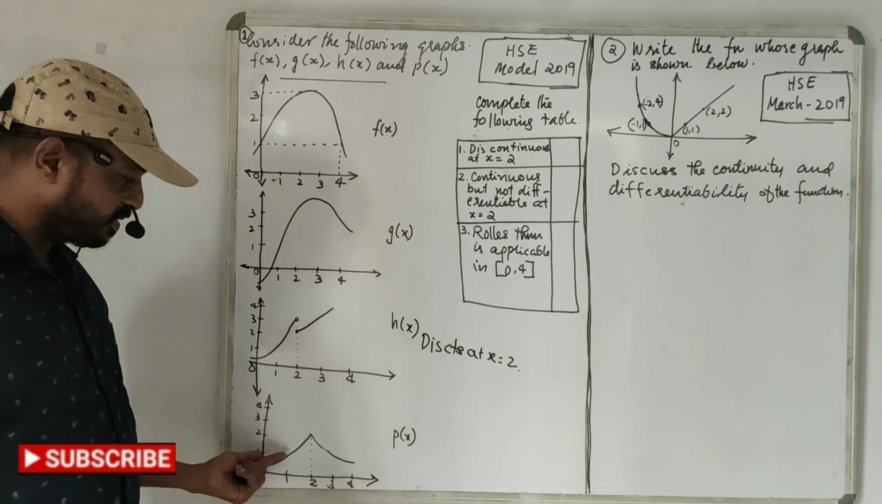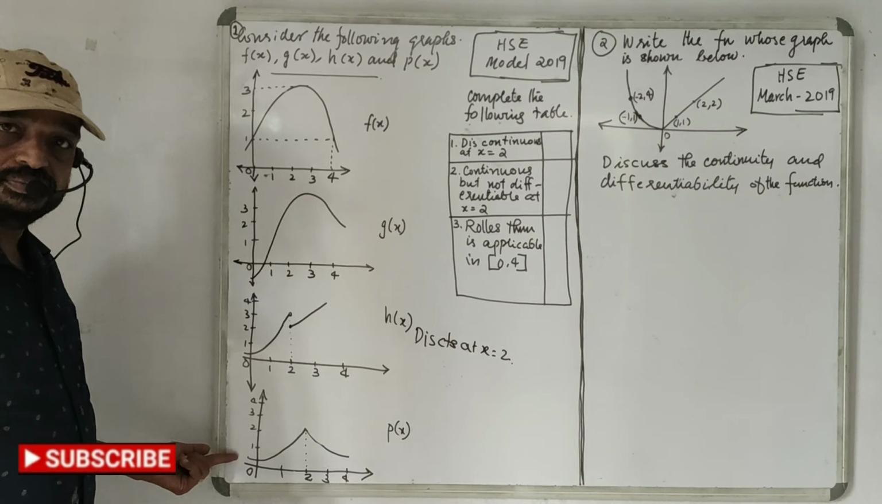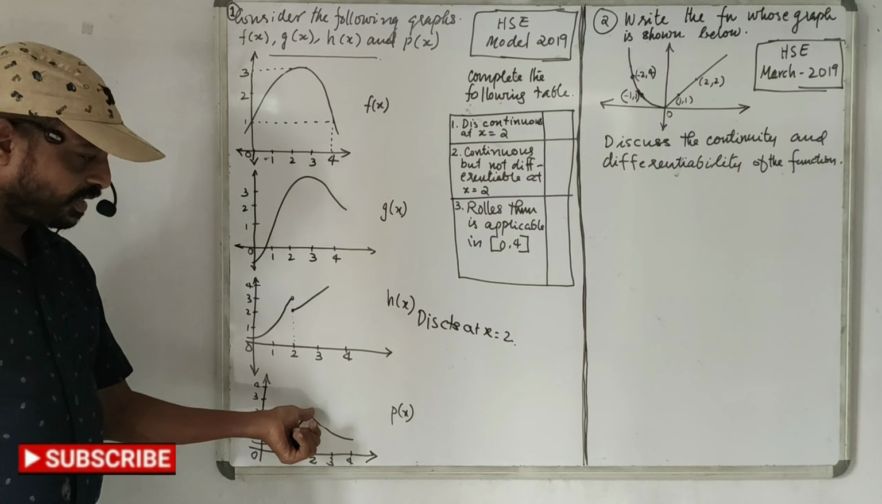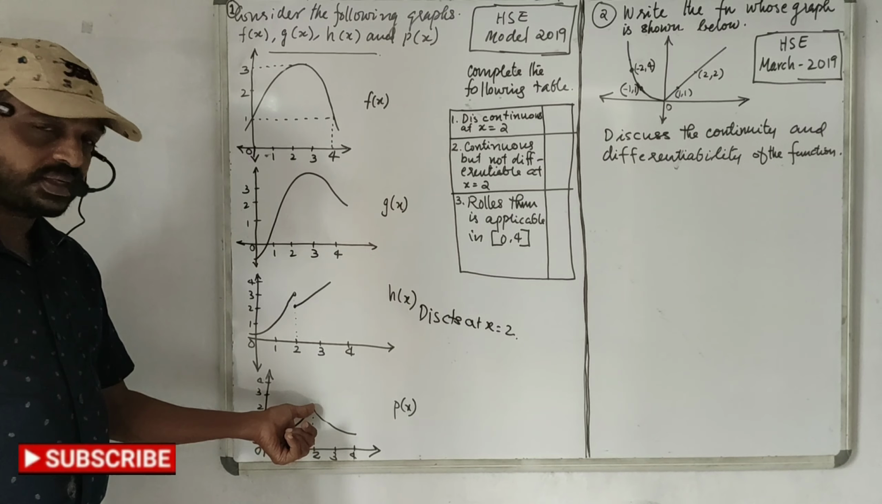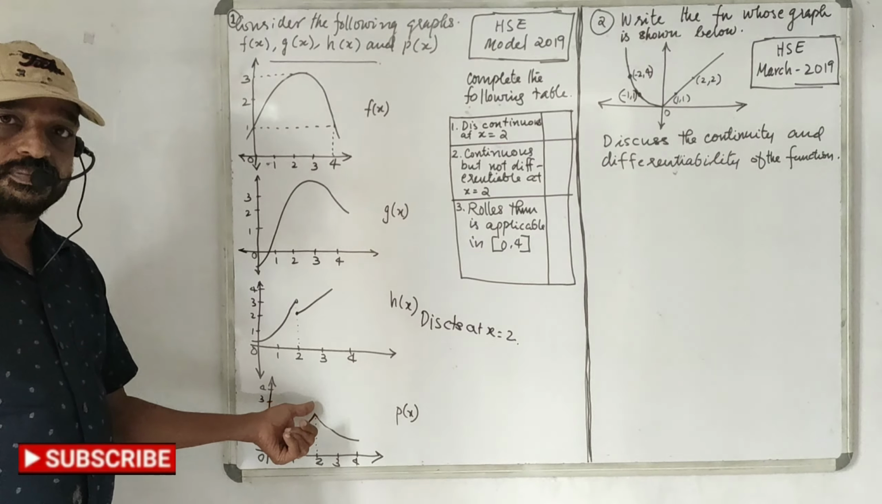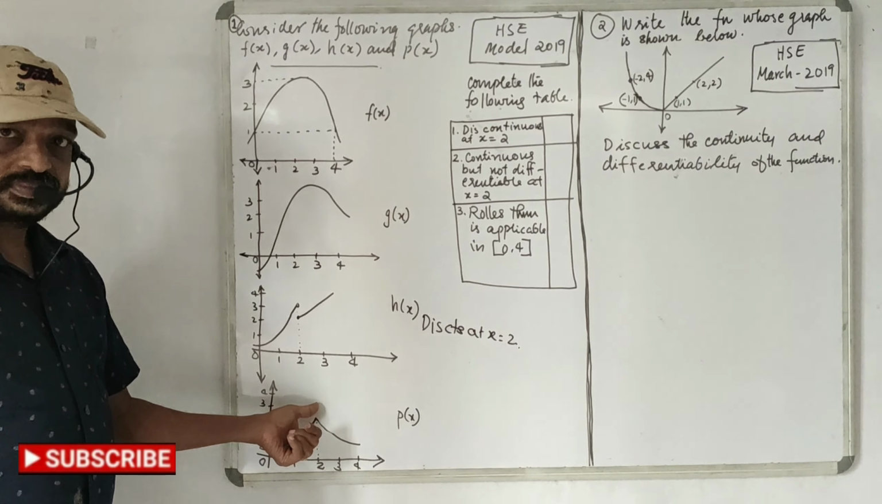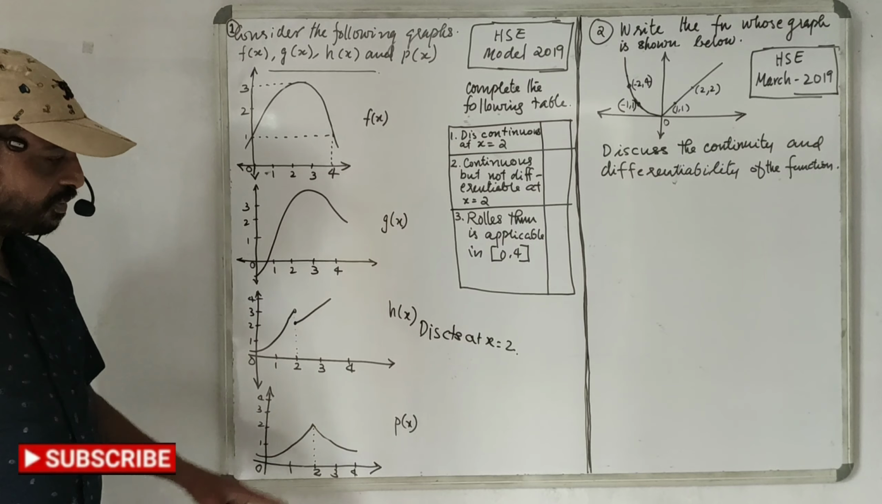How about this function? This function again does not have a break. At this point there is a corner point corresponding to x equal to 1. This sharp point is called a corner point. Still the function is continuous because the graph of the function does not have a break.